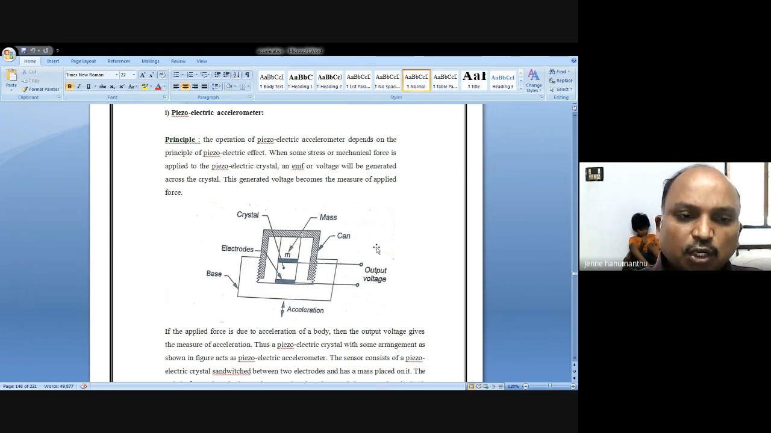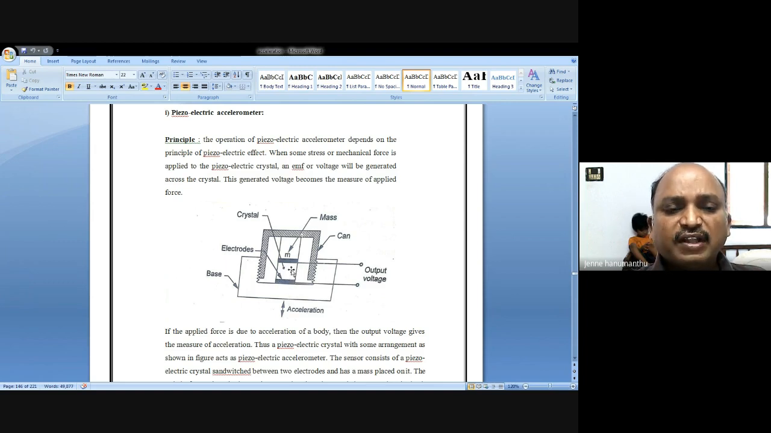If a total body experiences any acceleration, rate of change of velocity, what happens? The spring may get some force. That force will apply on the mass. So because of that, the mass will press the crystal through the plate. When the crystal is pressed, there is a movement of the charge carriers on the surface.